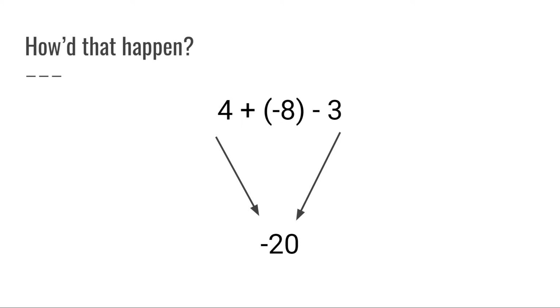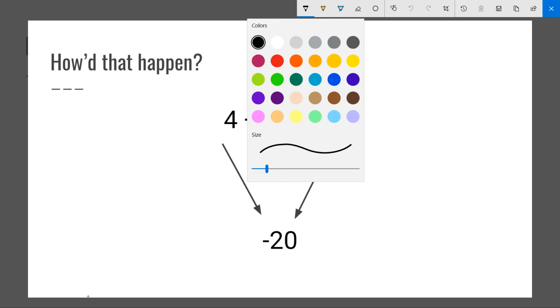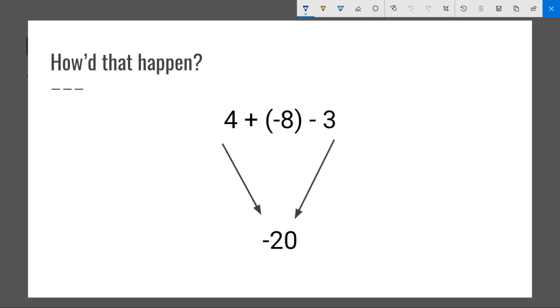How did this one happen? The problem was 4 plus -8 minus 3. And the answer people put was -20. Okay, so this mistake is because of the parentheses. When we see parentheses, we think multiplication because you group things in parentheses, a 3 and then a 4, and it means multiply because they're next to each other and you get 12.